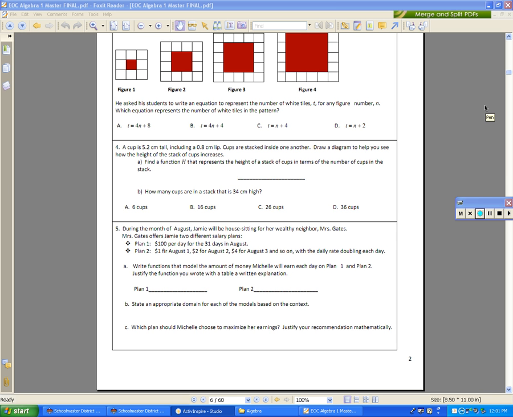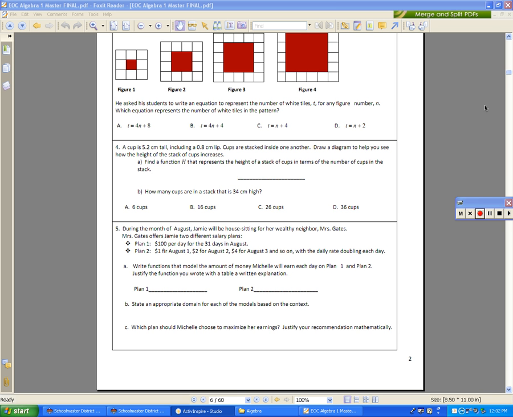During the month of August, Jamie will be house sitting for her wealthy neighbor, Mrs. Gates. Do you get it? Mrs. Gates. Who's Mrs. Gates? Bill Gates' wife. Mrs. Gates offers Jamie 2 different salary plans. Plan 1 is $100 a day for the 31 days in August. Plan 2 is $1 for August 1st, $2 for August 2nd, 4, and so forth, doubling each time.